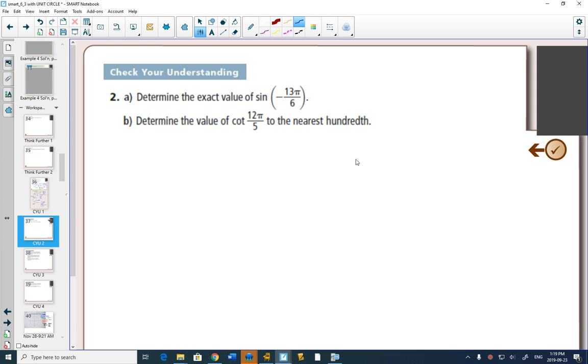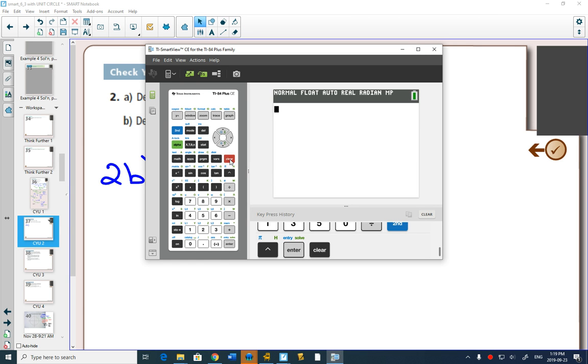So right now we're just going to do 2b, and it's a calculator question. Determine the value of cotangent of 12 pi over 5. So first of all, you go to your calculator and you look at it. You do not have a cotangent button.